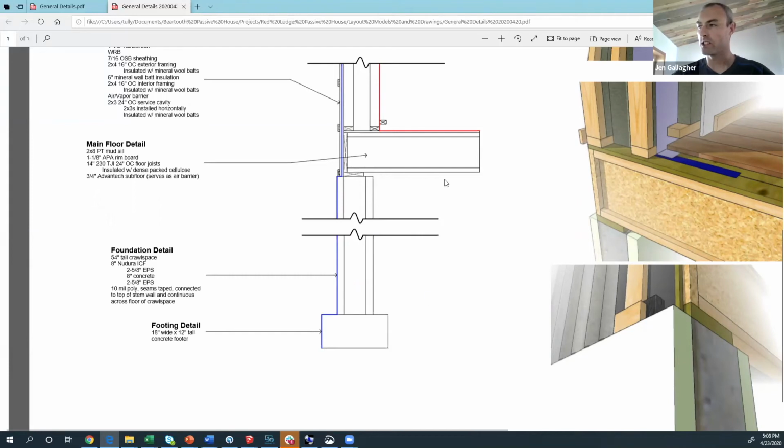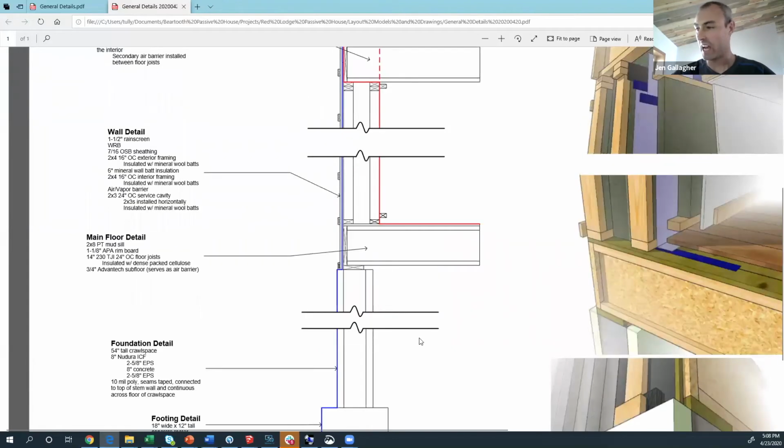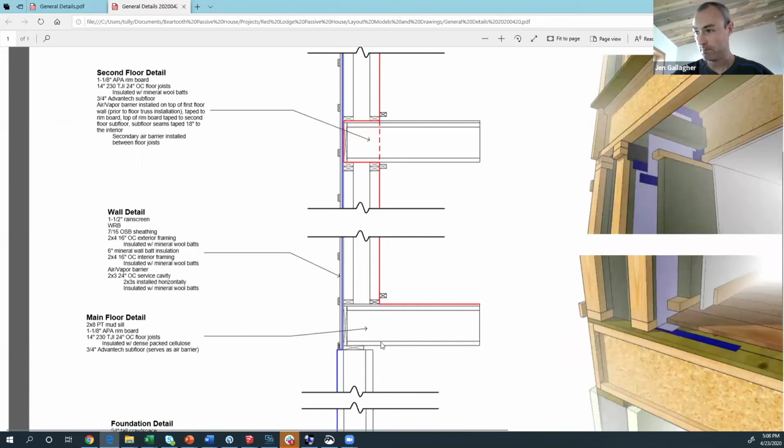This crawl space is unconditioned, so there's no real requirement that we have to make sure that it stays warm or anything like that. I used ICF because I wanted to play around with it because I had never done it before. Now, if we move up, we just have our standard TGI floor trusses set on our stem wall. They are 14 inches tall. And then we just have a 3/4 inch subfloor sitting on top of that.